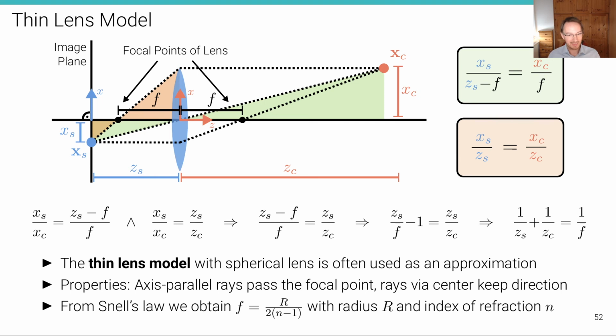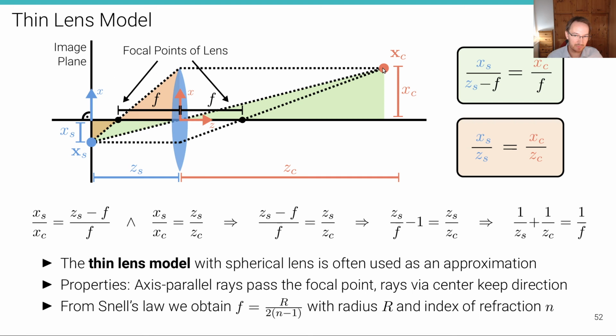So the most basic lens model that we can consider is the so-called thin lens model with a spherical lens, meaning that we have this lens here with a shape of a sphere on either side that is often used as an approximation for more complex lens systems. The properties of such a lens is that this lens has a focal point on either side, and that axis parallel rays pass through the focal point on the other side, and that rays via the center keep their direction.